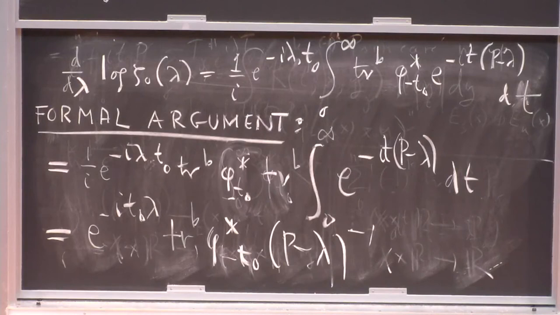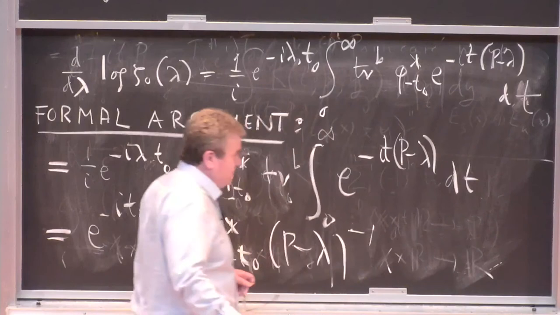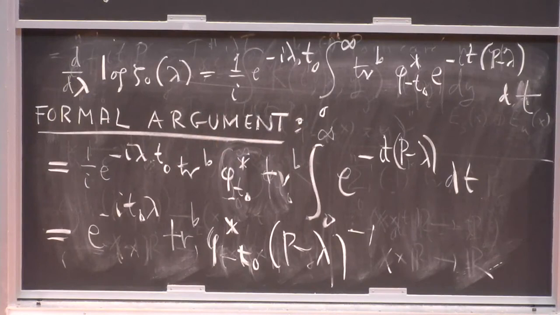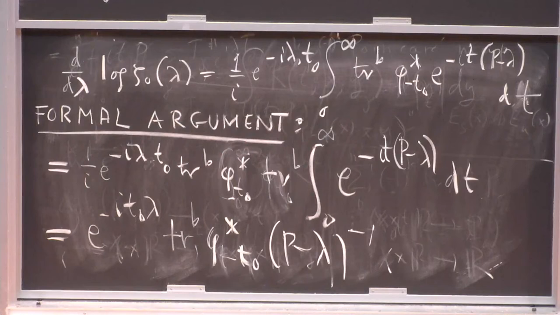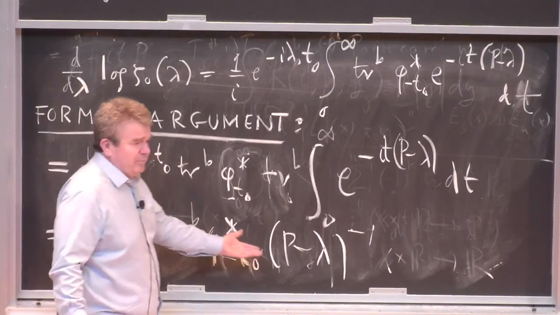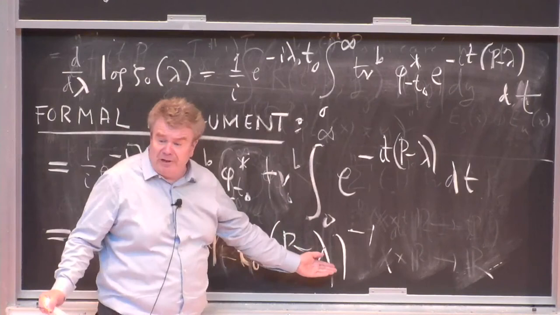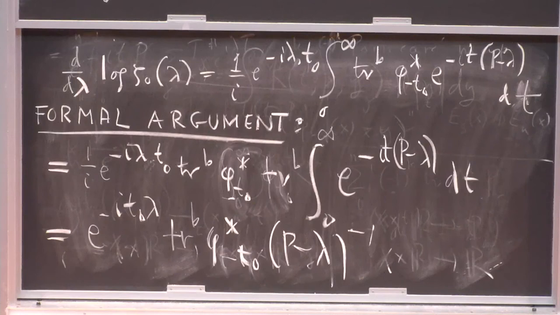Now, P minus lambda inverse makes sense when the imaginary part of lambda is very large. You could even define it using this method here, because this will converge. If, for instance, the flow was volume preserving, then P would be self-adjoint, and for lambda with large imaginary part, this would be just a resolvent, which exists for self-adjoint operators for all lambdas that are not real. So this makes sense, at least in principle, though I haven't really proved anything, for these lambdas.